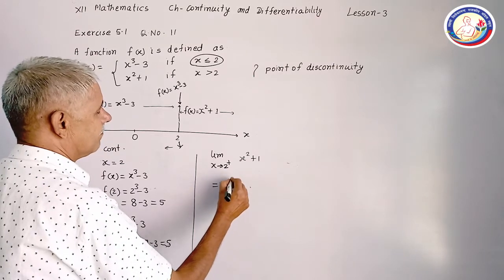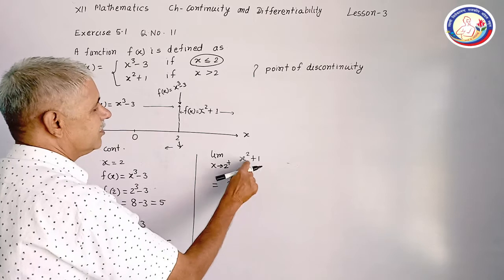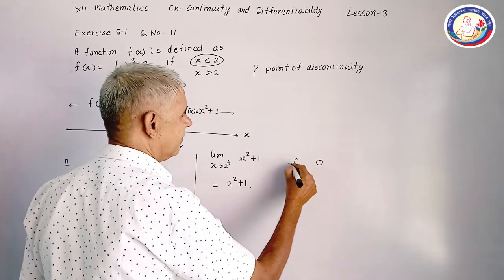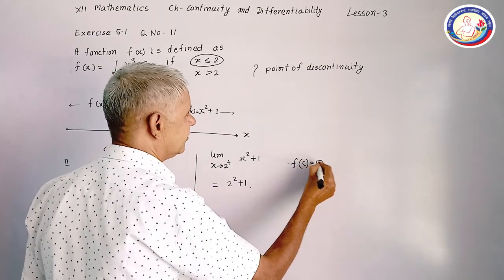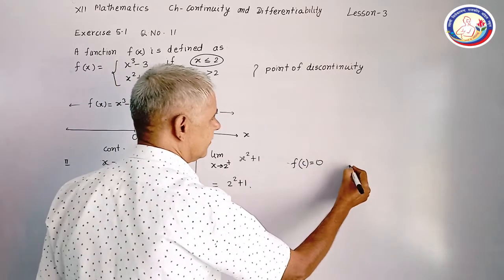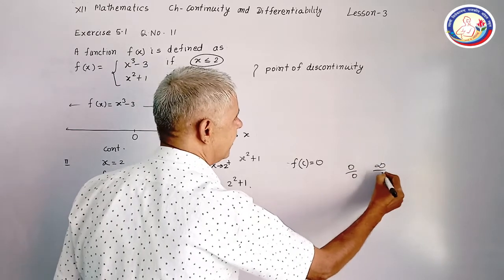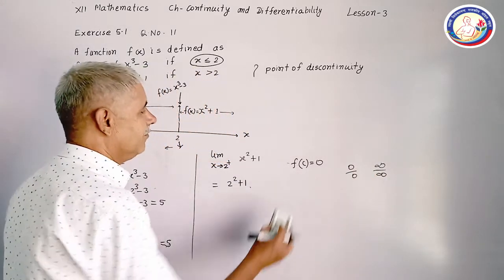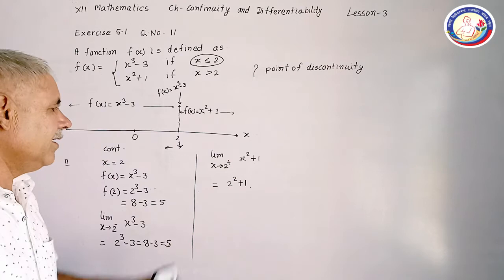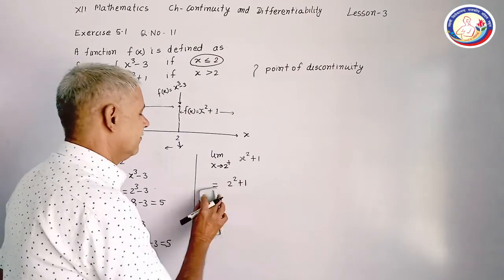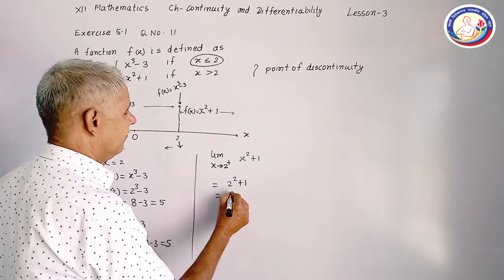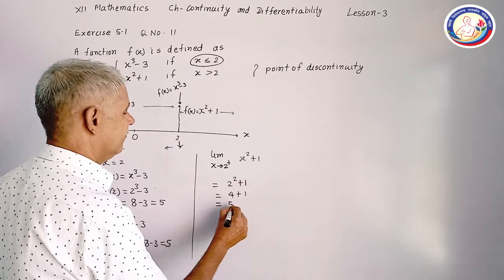This will be 2 square plus 1, because this is not in 0 by 0 form. If we get f(c) equal to 0 when we put c in the function, or we get 0 by 0 or infinite by infinite, then we have to reduce it to proper form, and then we can substitute the point where we have to find the limit. 2 square plus 1, that is 4 plus 1 equal to 5.